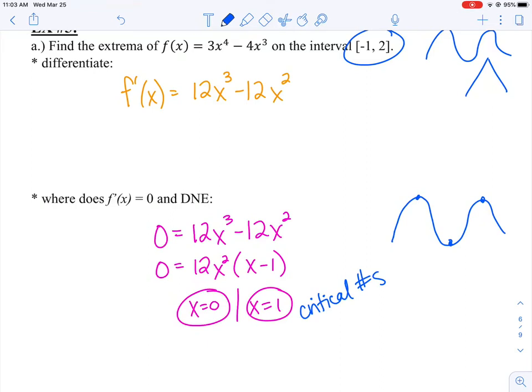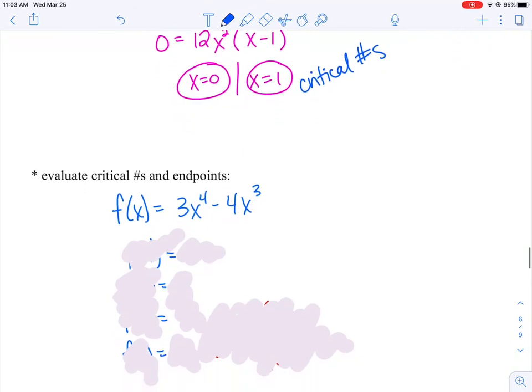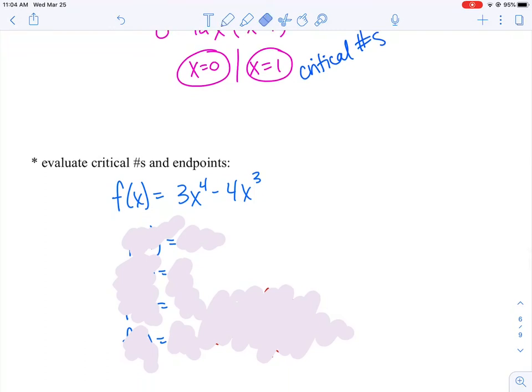Now, I don't know what the y values are of those highs or lows. And so that's what we have to do next, is we've got to figure out where those highs and lows are on the y value to see who's the highest and who's the lowest. So I'm going to take my original function, because I want to figure out where I'm at, and I want to plug in those critical numbers. I'm going to plug in my critical number of 0 into my original and 1 into my original. And so here's my original function. I'm going to plug in 0, I'm going to plug in 1, and I should get values of 0 and -1. Did you get those same numbers?